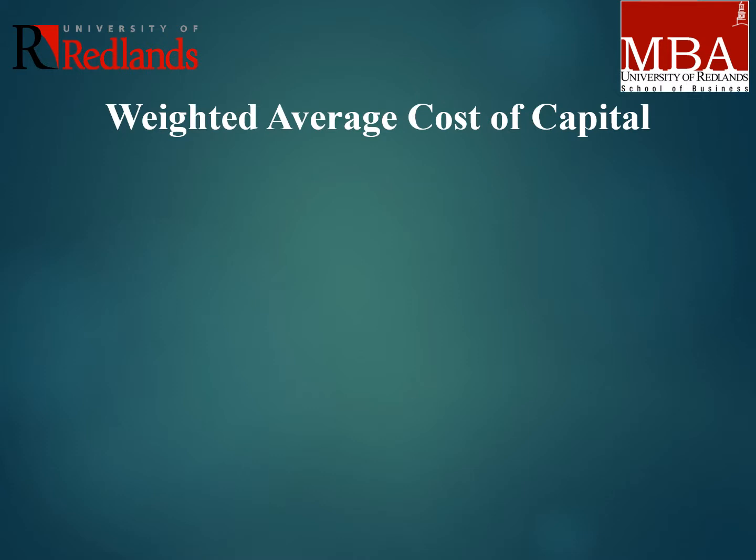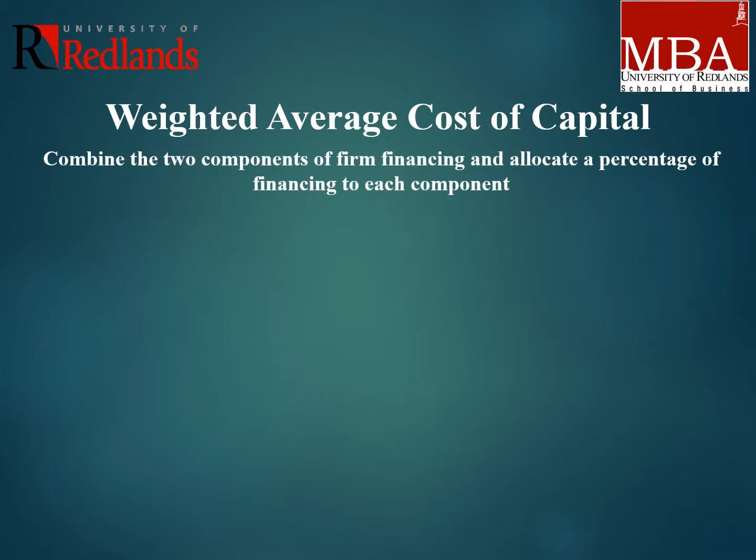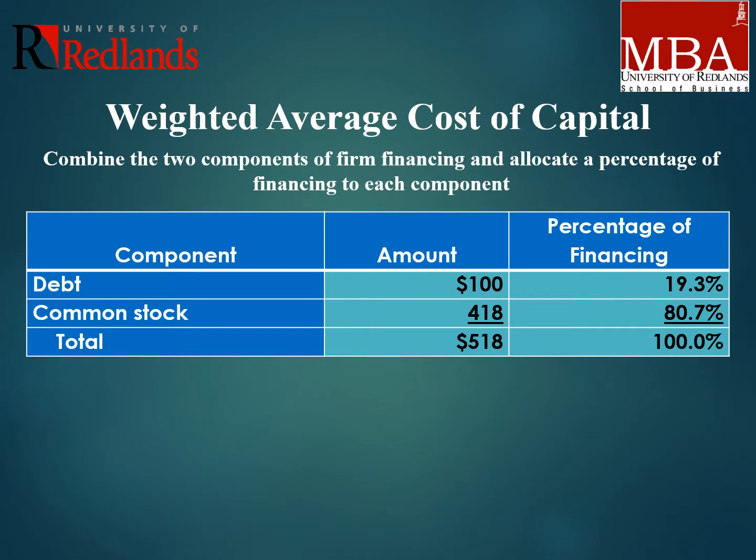So in our Extreme Edge example, to calculate the weighted average cost of total capital, we would first combine the two components of firm financing and allocate a percentage of financing to each component. So we had debt of $100,000 and common stock of $418,000. The debt then represents 19.3% of the total, and the common stock represents 80.7%. That totals $518,000 or 100%.